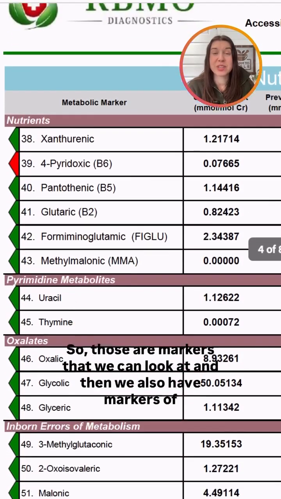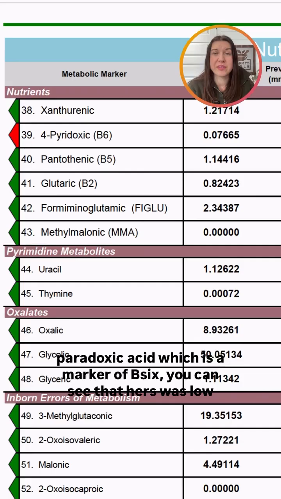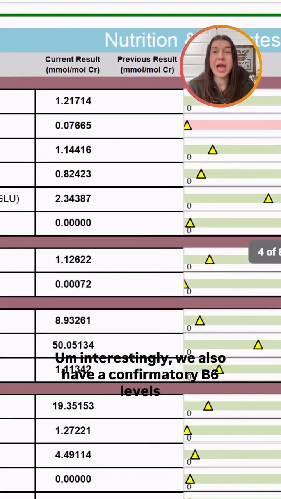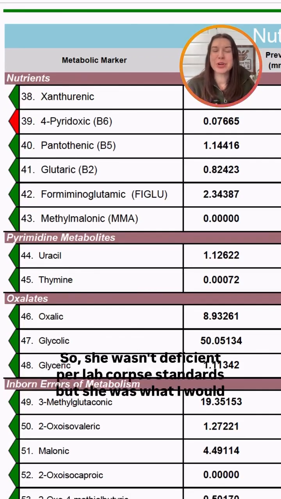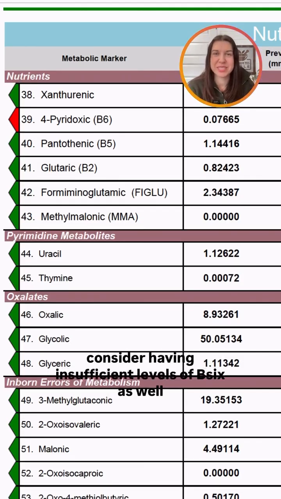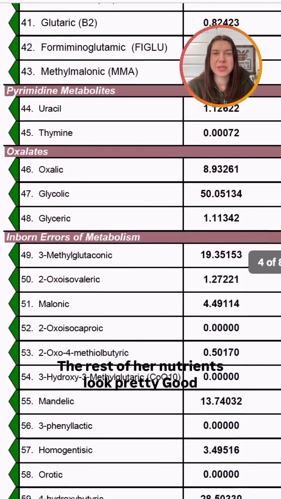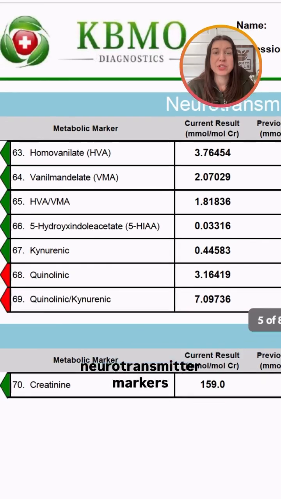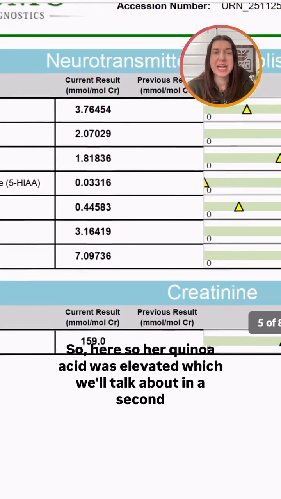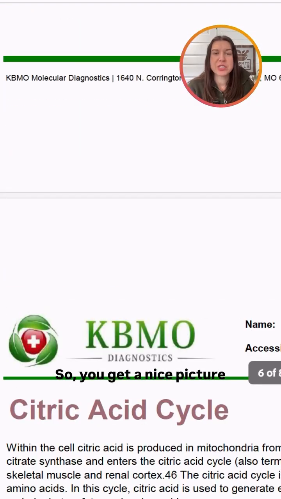And then we also have markers of nutrient deficiency. So the 4-pyridoxic acid, which is a marker of B6, you can see that hers was low. Interestingly, we also have a confirmatory B6 level. So she wasn't deficient per LabCorp standards, but she was what I would consider having insufficient levels of B6 as well. So that was something that was confirmed on here. The rest of her nutrients looked pretty good. So the nice thing is at the end of the report, there's also a couple neurotransmitter markers. So her quinolinic acid was elevated, which we'll talk about in a second, but that is a neurotransmitter marker. So you get a nice picture.